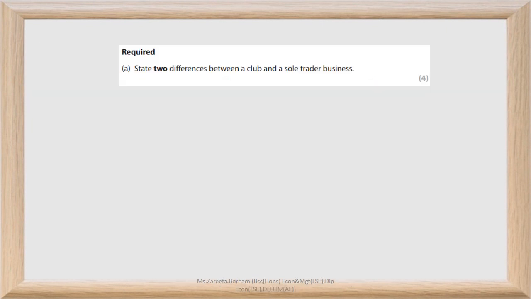Having understood the key points, now read the requirements of the question. Part A asks us to state 2 differences between a club and a sole trader business. Since the question asks us to state, we should only write the 2 differences without any explanations. Here are some of the possible differences you can consider for this.